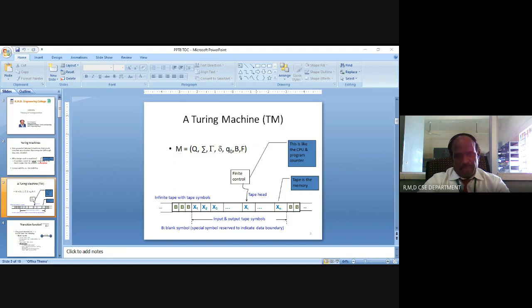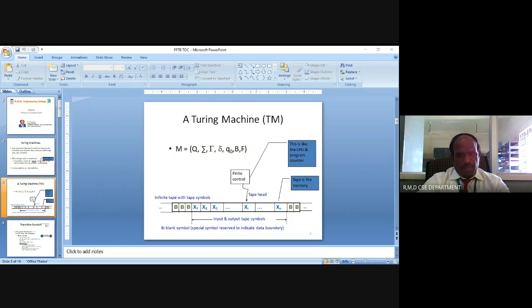So there is a hierarchy of languages. Regular languages are accepted by finite automata, or DFA. Context-free languages are accepted by pushdown automata. Context-sensitive languages are accepted by linear bounded automata. Recursively enumerable languages are accepted by the Turing machine.